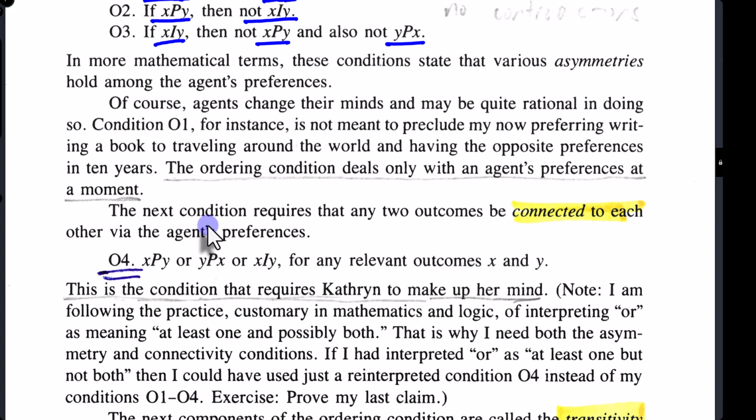All right, then condition 4 tells us the next condition requires that any two outcomes be connected to each other via the agent's preferences. So that is, there has to be a relationship between every two alternatives that we have. It has to be the case that for every agent, X is preferred to Y, or Y is preferred to X, or the agent is indifferent between X and Y.